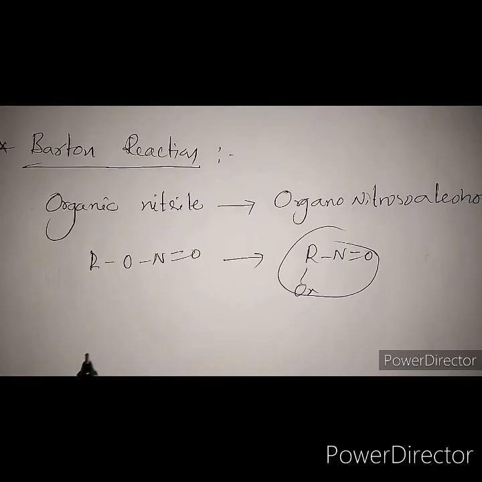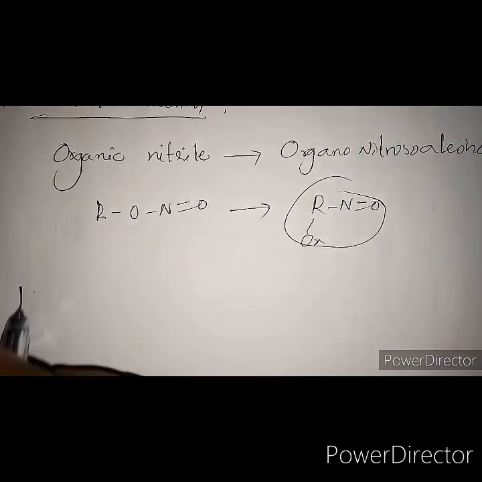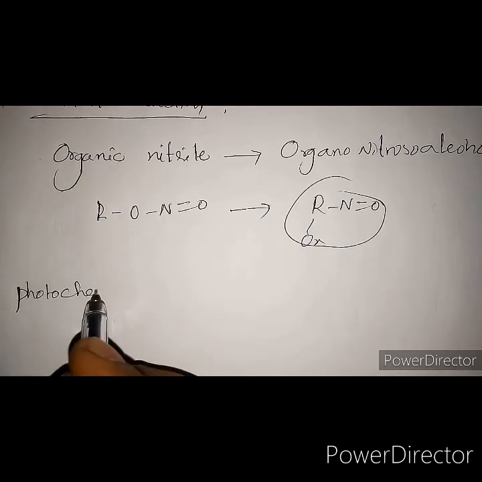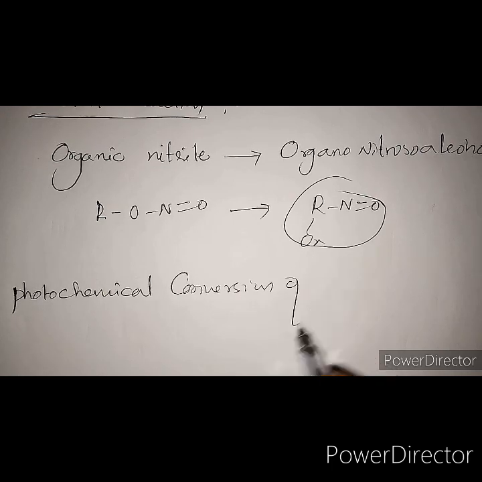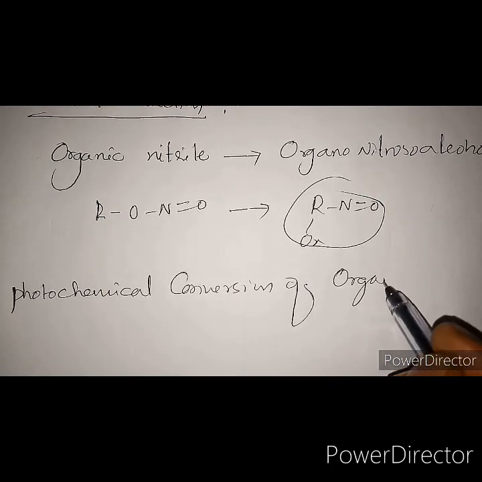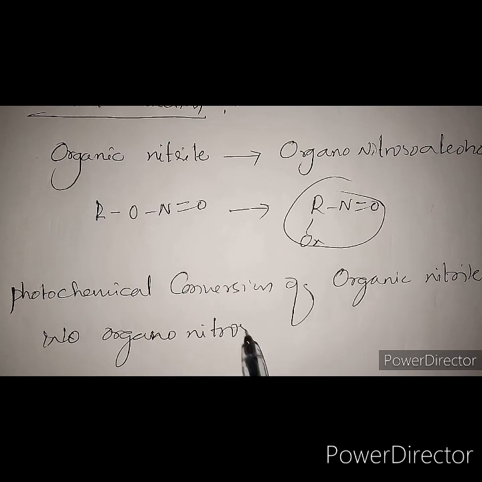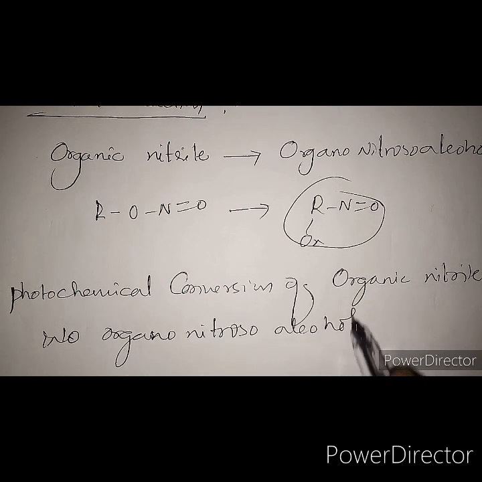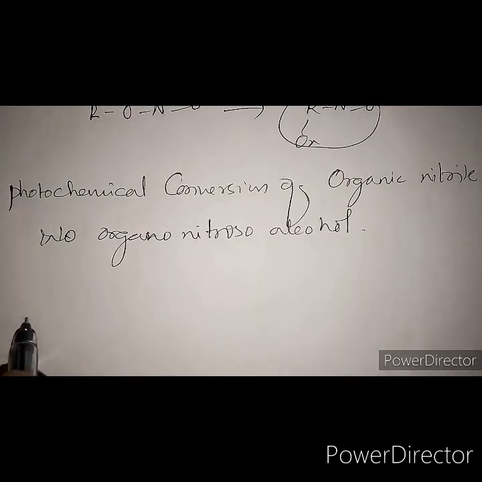So therefore this is called organonitroso alcohol. This is organic nitrite. By treating with light, this is a photochemical reaction. So it is a photochemical conversion of organic nitrite into organonitroso alcohol. This is called the Barton reaction. So you can take an example.